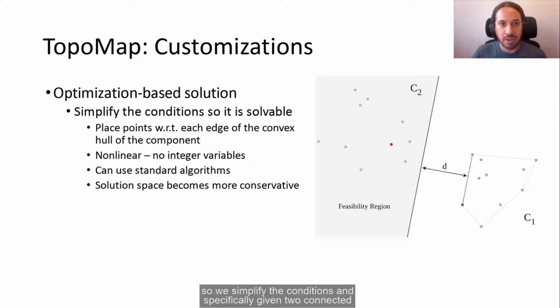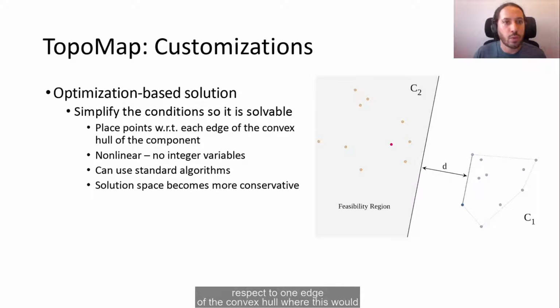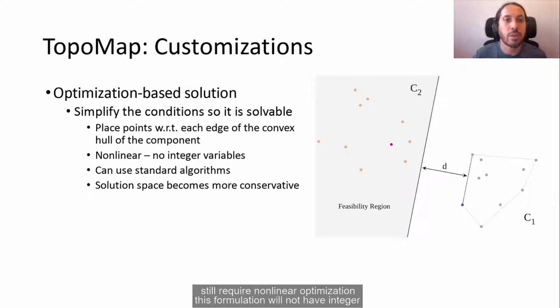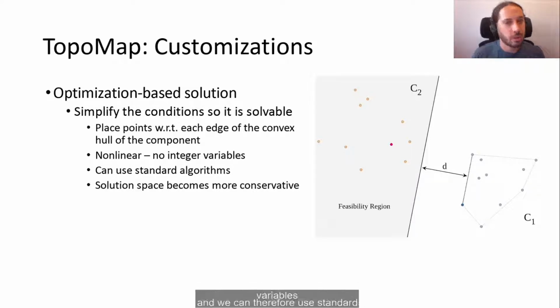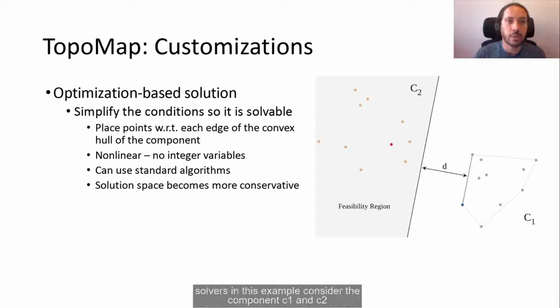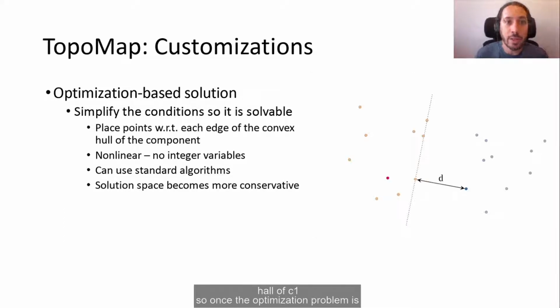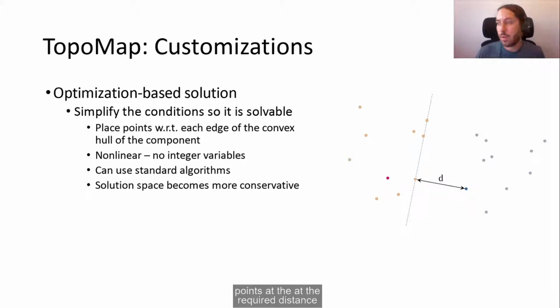So we simplify the conditions, and specifically given 2 connected components, we can restrict the placement with respect to one edge of the convex hull. While this would still require nonlinear optimization, this formulation will not have integer variables, and we can therefore use standard solvers. In this example, consider the components C1 and C2. We want to place C2 at a distance d from the highlighted edge of the convex hull of C1. So once the optimization problem is solved, we then adjust the positions such that there exists exactly 2 points at the required distance.